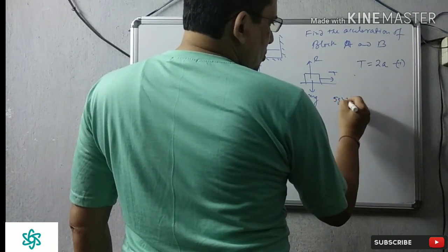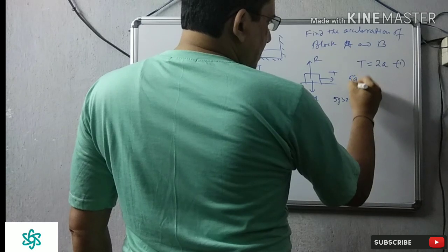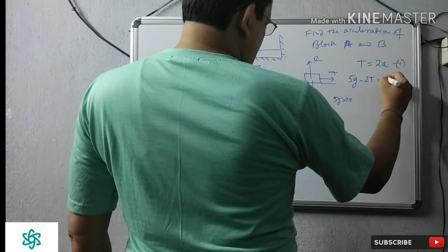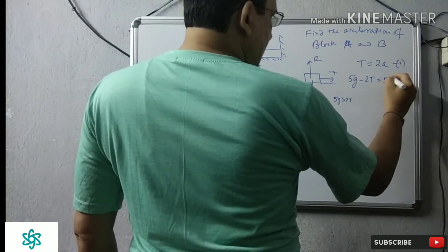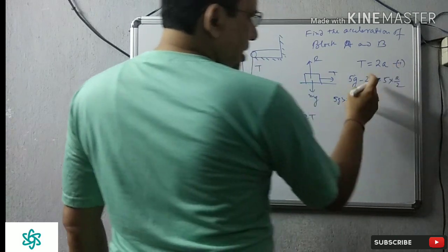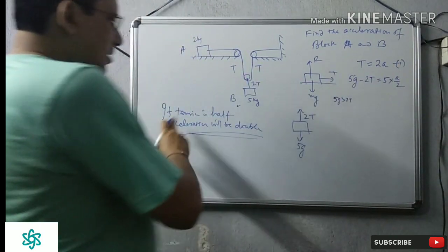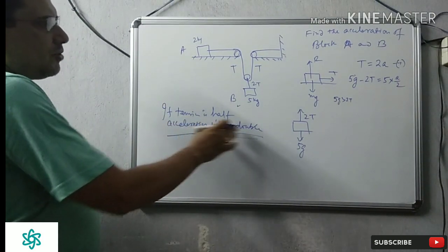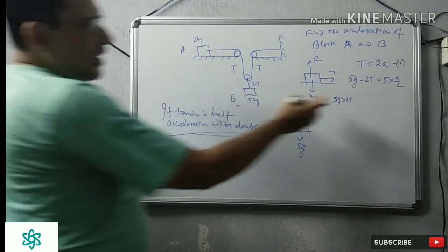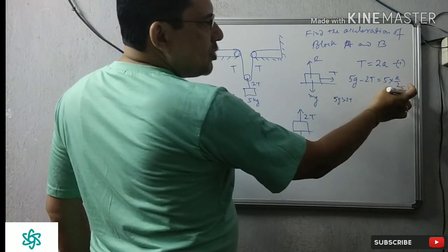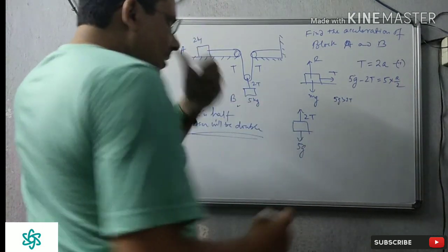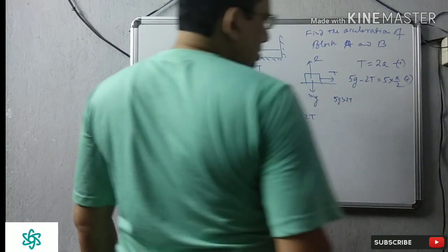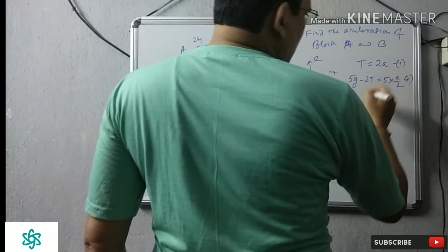So the equation will be 5g minus 2T is equal to 5 into a by 2. Tension is half, acceleration will be double. Reversing, we can say acceleration will be half, tension will be double. So in this case, tension is double, that's why acceleration will be half. Clear? This one is the number 2 equation. Now we solve it.